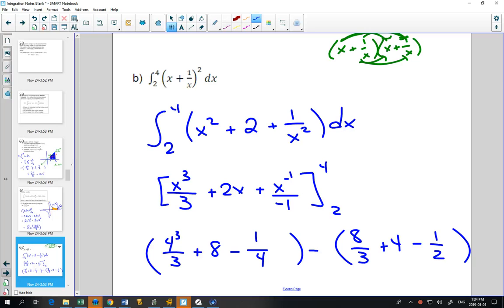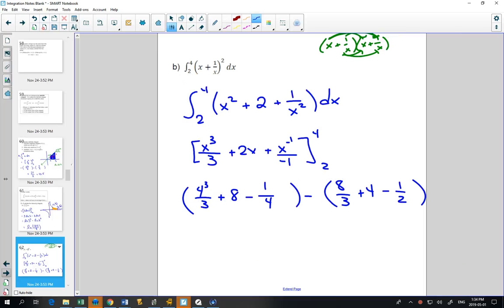And we would have to put things together. Personally, if I was doing the mental math here, I'm going to just change the 4 cubed to 64 right away. If I was doing the mental math, I'd probably subtract the 8 over 3 from the 64 over 3 to begin with.